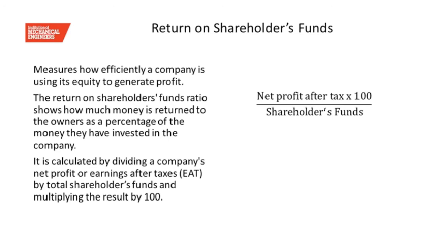The next ratio is the return on shareholders' funds, which measures how efficiently a company is using its equity to generate profit. The return on shareholders' funds ratio shows how much money is returned to the owners as a percentage of the money that they've invested in the company. So as you can see, it's the net profit after tax times 100 over shareholders' funds, hence expressed as a percentage.